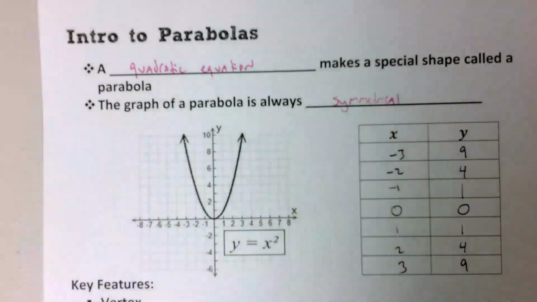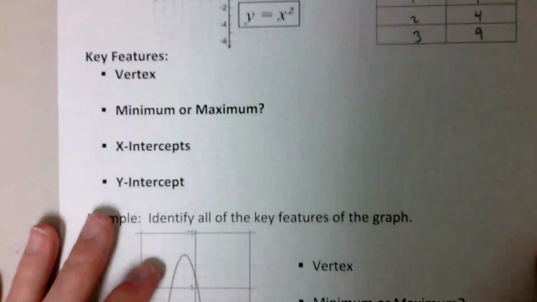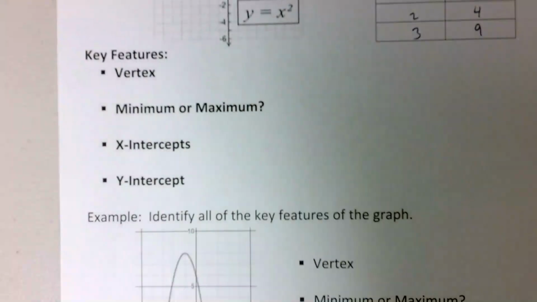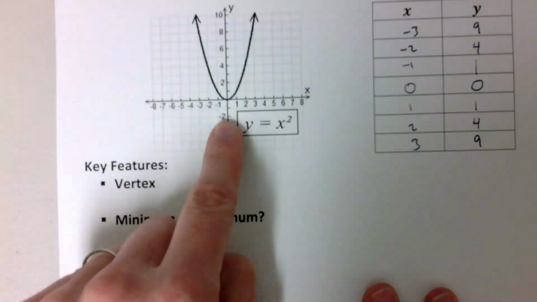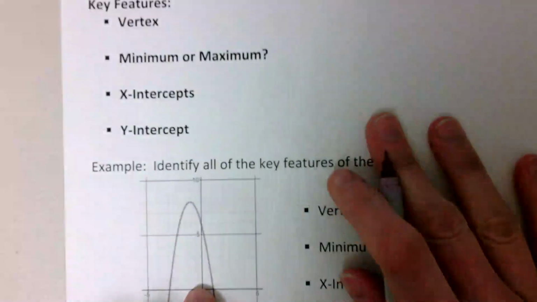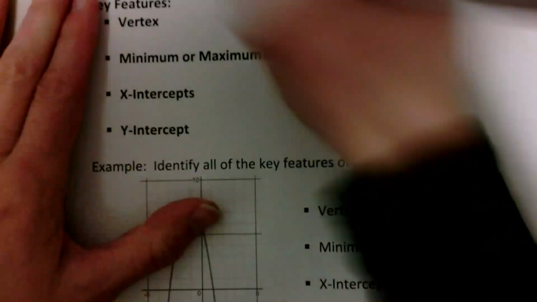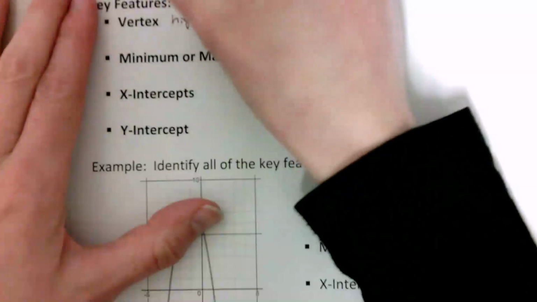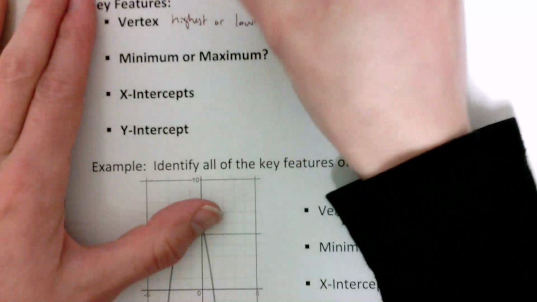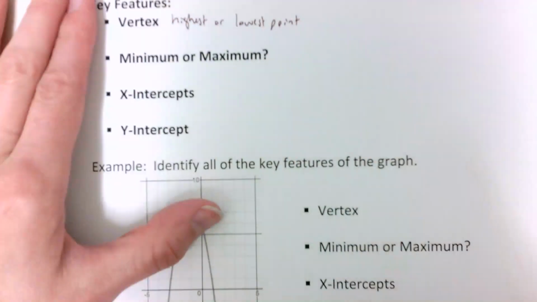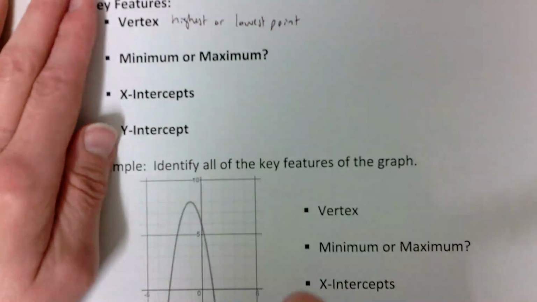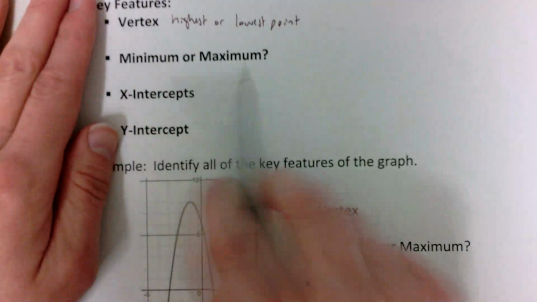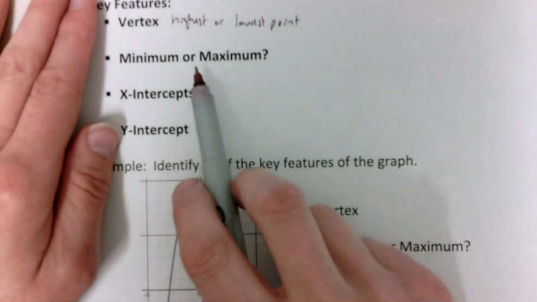All right, so now we're going to talk about some key features of parabolas. So the first thing is something called a vertex. Okay, and what the vertex is, depending on which way your parabola goes, if it's like a U shape like this one, or if it's been flipped upside down to make an N shape like this one, your vertex is going to be either the highest or lowest point on the graph. So on this one here, it would be the highest point. On the U-shaped ones, it's the lowest point. Okay, minimum or maximum. So that's deciding, does your graph have a minimum or a maximum?